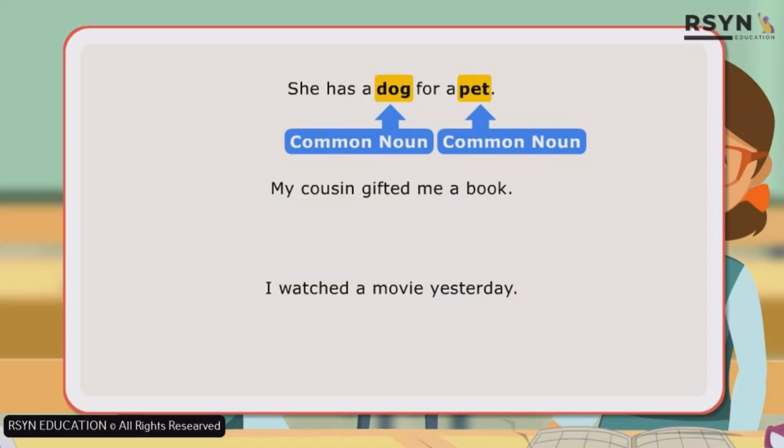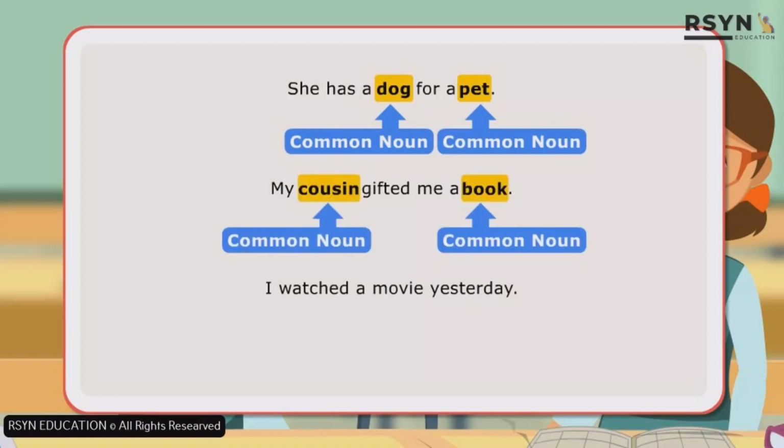In the next sentence, cousin and book are common nouns as they do not refer to any specific person or thing. In the third sentence, movie is a common noun as it does not speak of any particular movie.